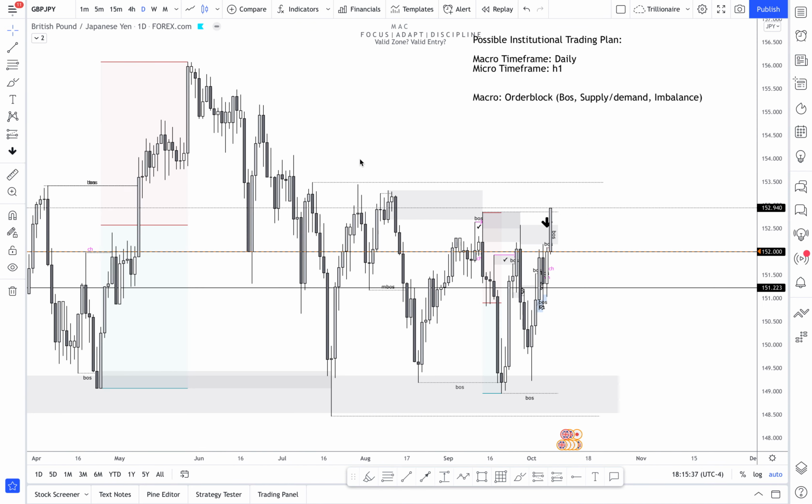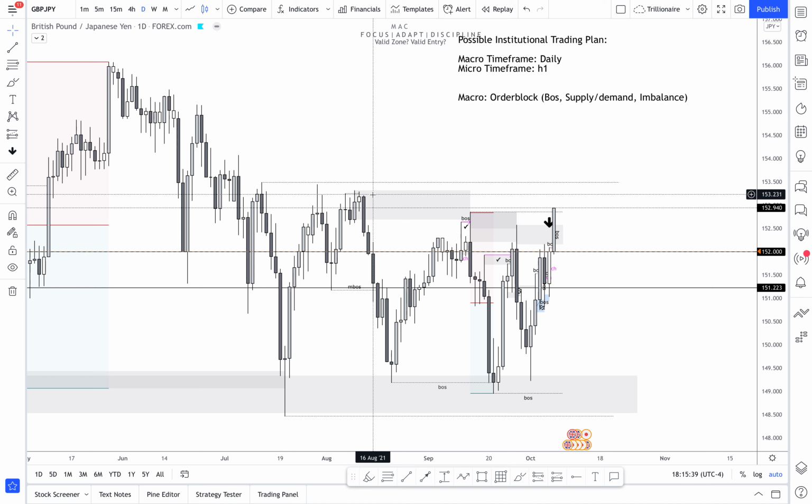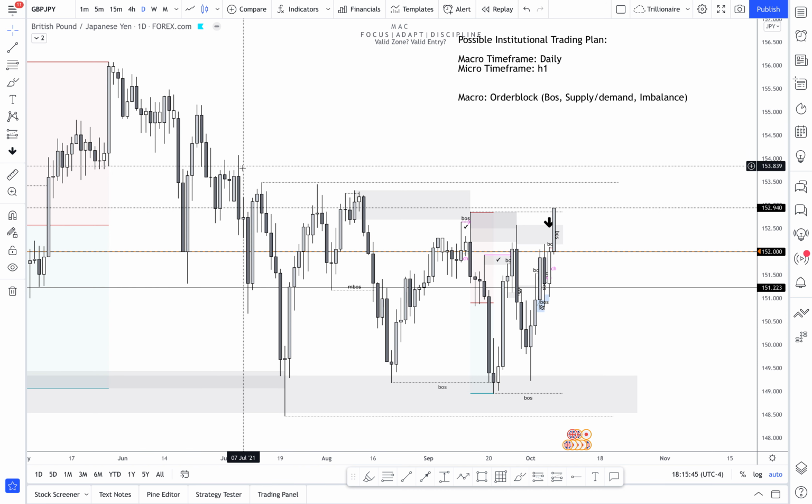Now, let's actually find some examples of this here. If we go to the daily time frame on GBP/JPY, excuse me, guys, we can see that. Let's find an order block. Let's find a really good example of an order block.